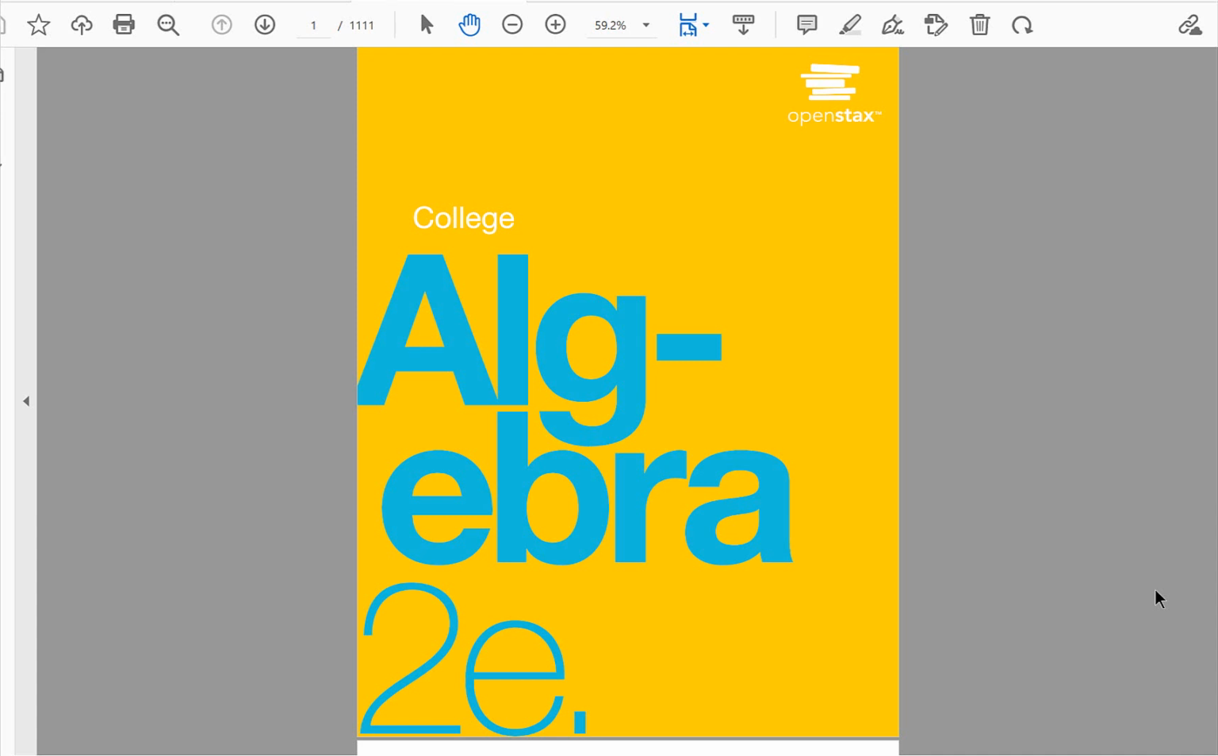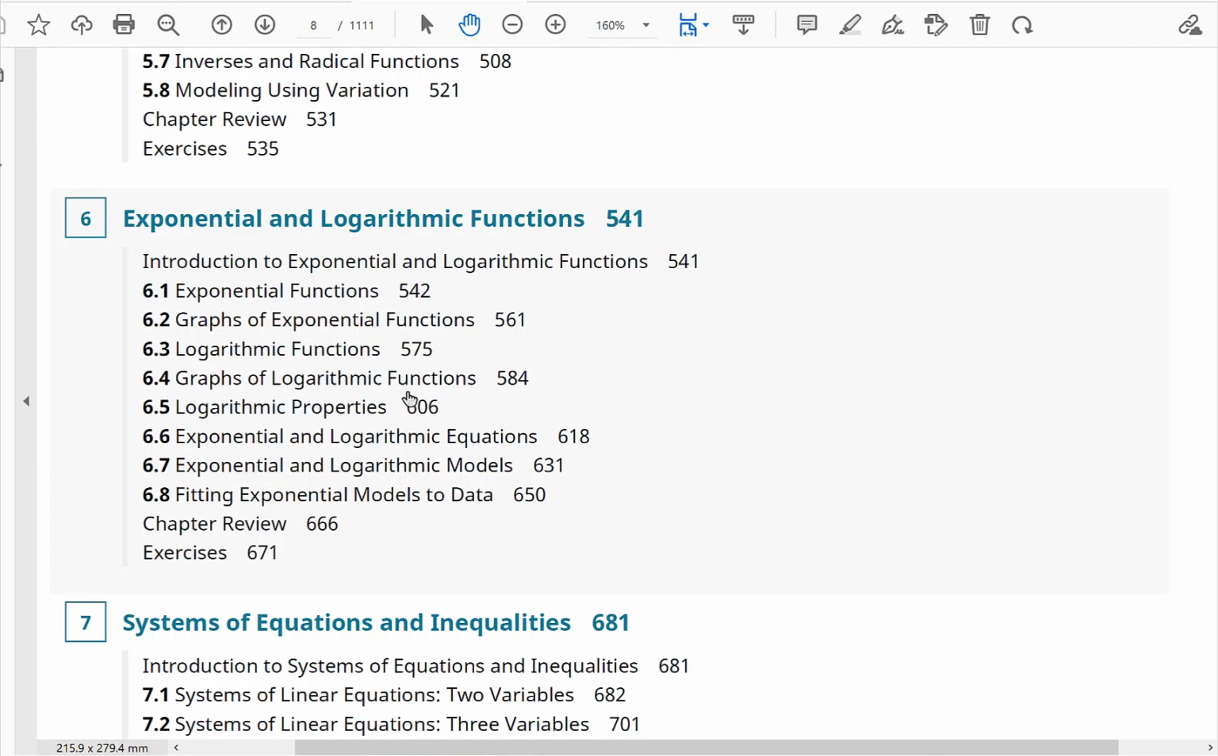I'm going to talk about some of the laws of logarithms. And I use this free book that you can download from OpenStax, College Algebra, second edition. On page C06, you will see logarithmic properties.